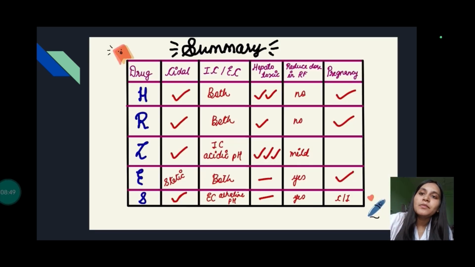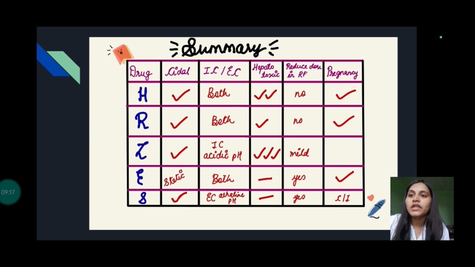Finally, I've prepared a summary for all of the drugs. The first column consists of the mechanism of action, whether it is cidal or static. Second consists of whether its action is occurring on intracellular or extracellular bacilli. Third, the degree of hepatotoxicity. Fourth, whether we should reduce the dose in cases of renal failure. And fifth, its relation in pregnancy, whether it is safe or contraindicated.